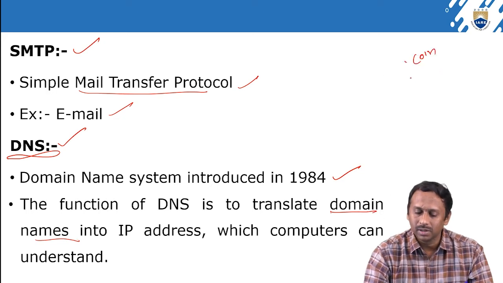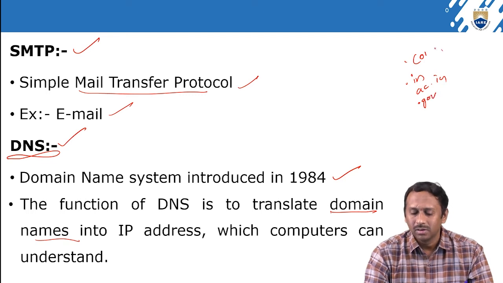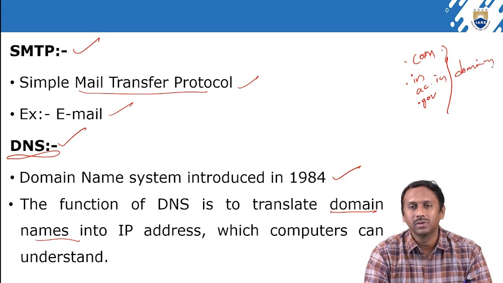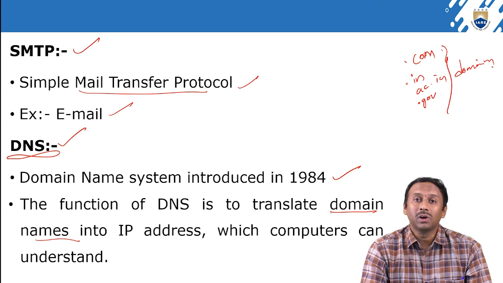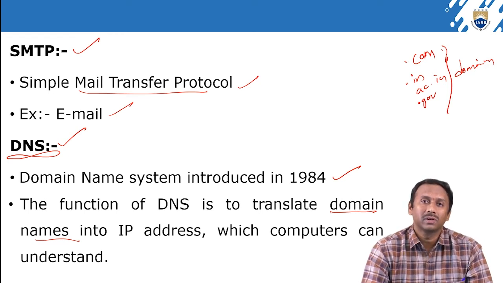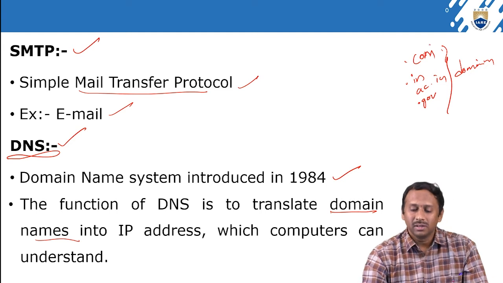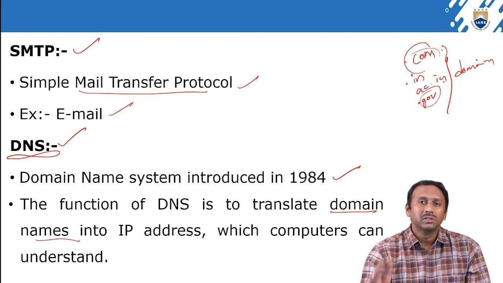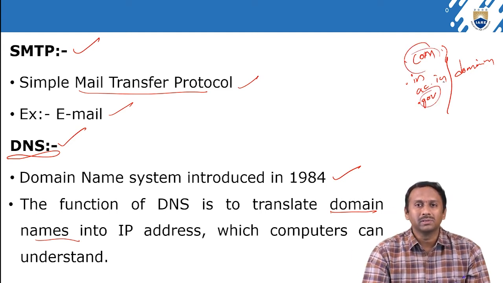.com, .in, so ac.in, .gov. So what are these? All these things are called domains. You can say google.com, gmail.com, yahoo.co.in. So all of these .com, .gov are called domains.